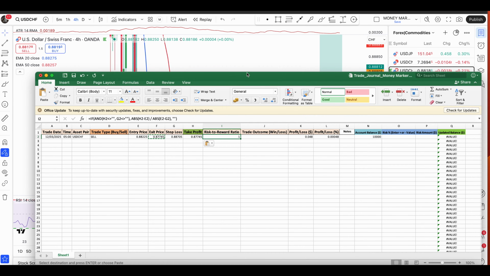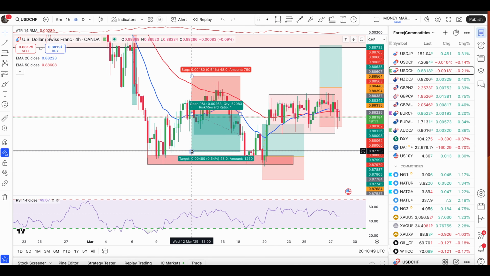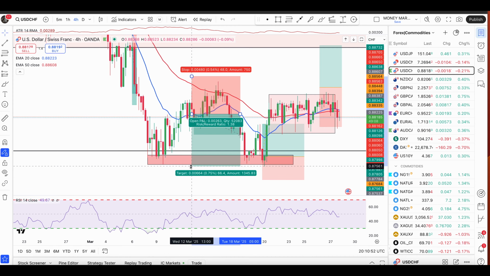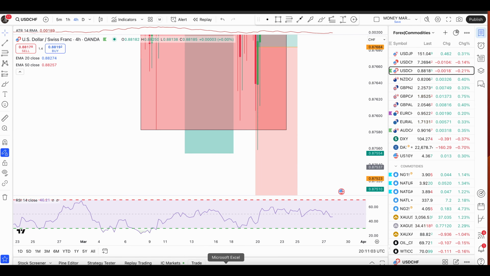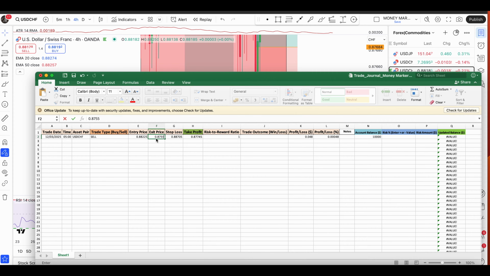Now, for example, more than 1-to-1, and let's say you have managed this trade till here. Right here, your take profit is hit. Now you see 1.3-to-1. Let's do 1.4-to-1. Right here. So now if I change my exit price to this number, which is 0.87554, and my exit price is my take profit as well, which is right here. Here it gives you 1.4-to-1 reward to risk ratio automatically. So it calculates that automatically, and the trade outcome is, of course, win.